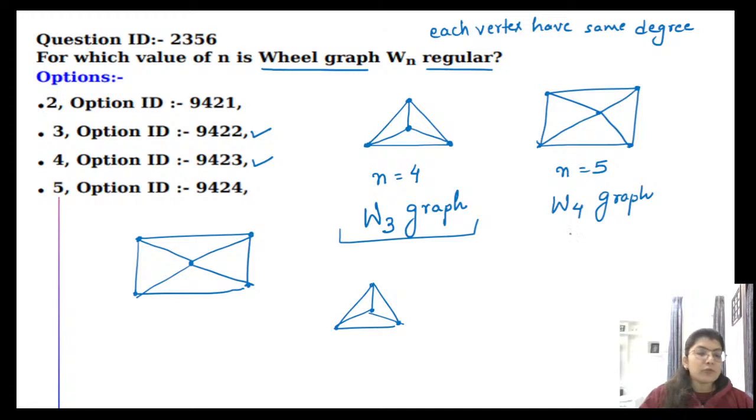Okay, this W4 graph, where n is equal to 5, because 4 are the vertices and one vertex we added. So the degree is 1 2 3, 1 2 3, 1 2 3, 1 2 3 and this is 1 2 3 4. So this is not regular first of all.